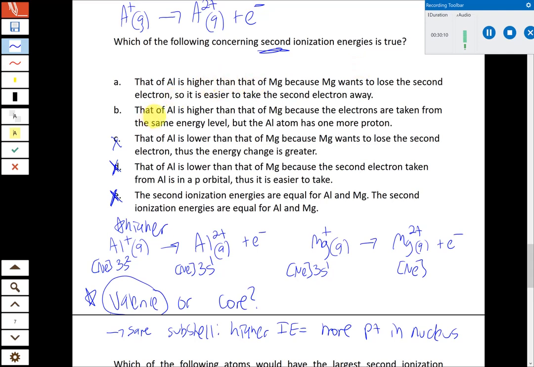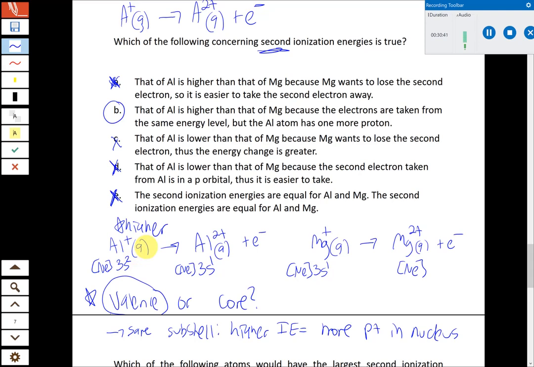If you look at choice B, though, that aluminum is higher than magnesium because the electrons are taken from the same energy level. That is true. They're both coming out of 3s, but the aluminum atom has one more proton. So that's the reasoning that we said is the correct one to think about here, and that's the one that's going to be the correct answer, okay? So aluminum is higher because in both cases we're taking electrons out of 3s, but aluminum has one more proton, 13 versus 12, so we expect it to be more difficult to remove that 3s electron, okay?